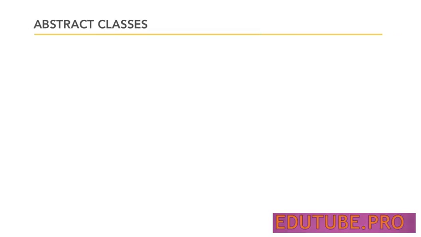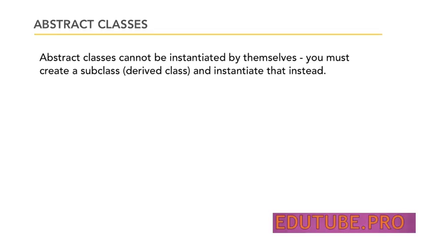All right, in this section, we're going to talk about abstract classes. And abstract classes tend to be one of those subjects that trip people up who are learning object-oriented programming for the first time, so I'll try to make this easy. Essentially, an abstract class can't be instantiated by itself. You have to create a subclass, and you have to instantiate that instead. In other words, you've got to derive a class from an abstract class and make that class instead.